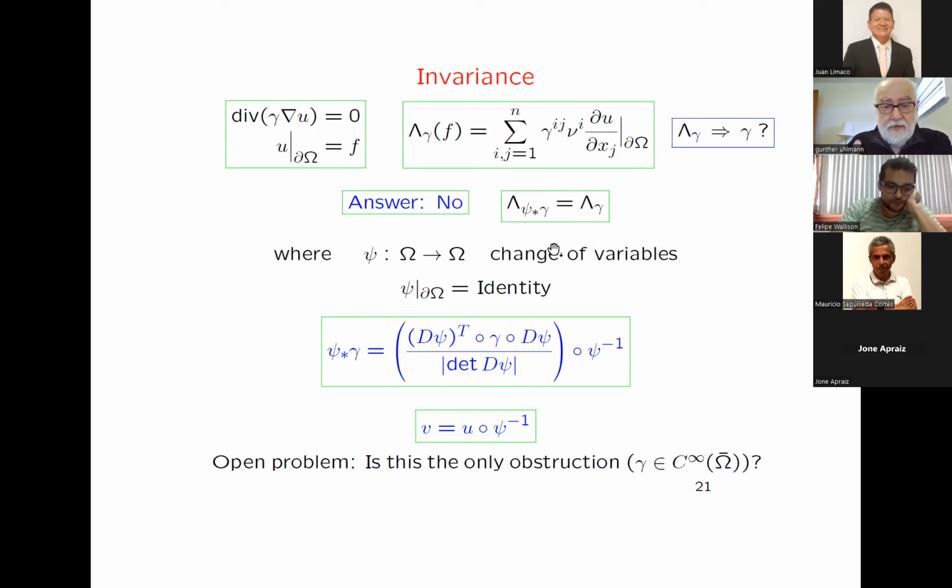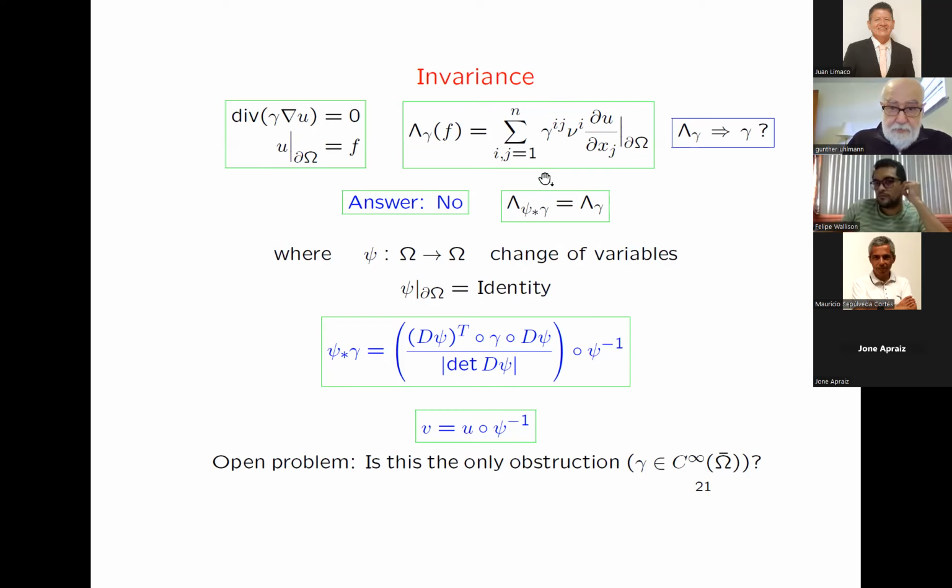Any rotation, for instance, inside, gives rise to a new conductivity that gives the same measurement. And it's because this equation is invariant under changes of coordinates. And an open problem in general is whether this is the only obstruction. Because if we know that this is the only obstruction, you know some a priori information about the conductivity.